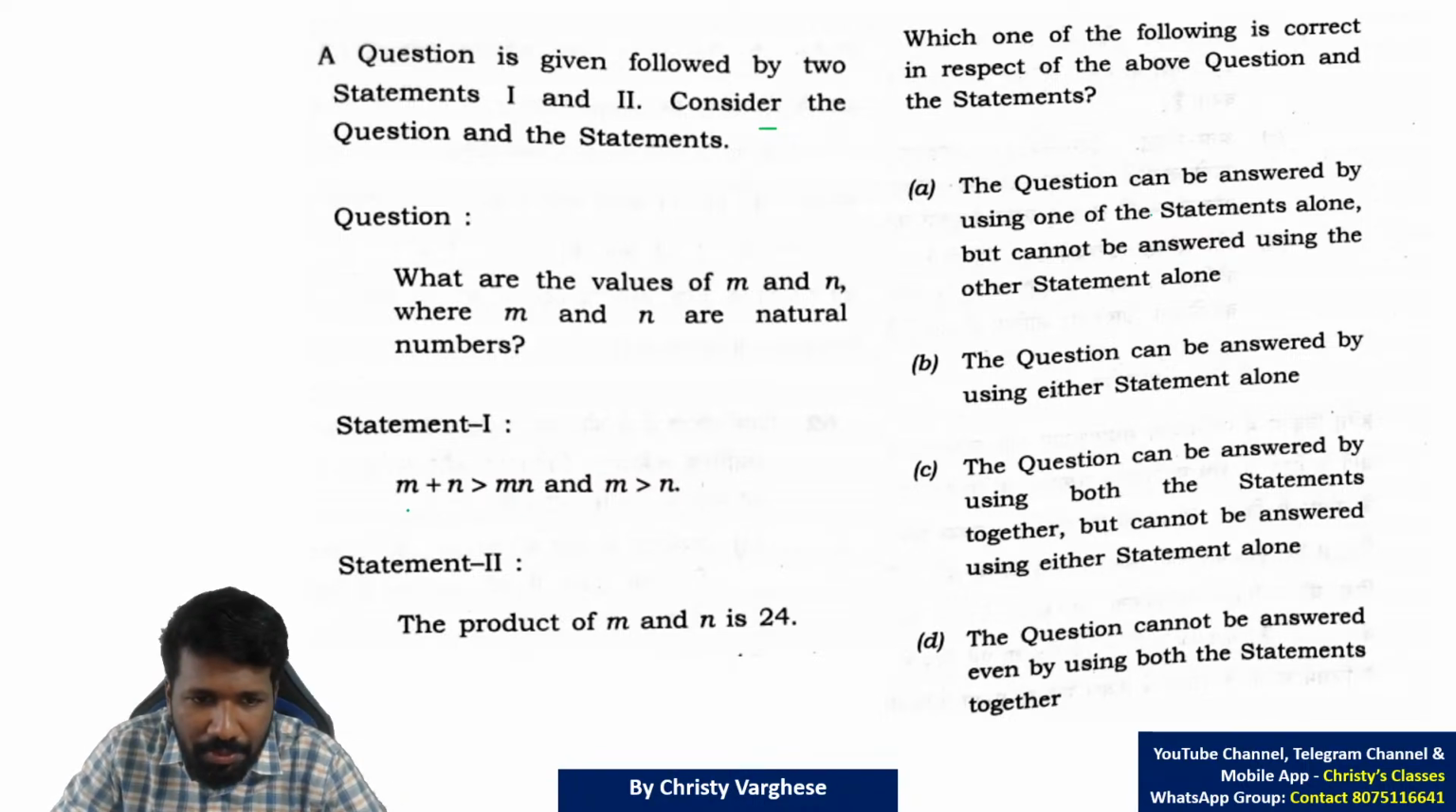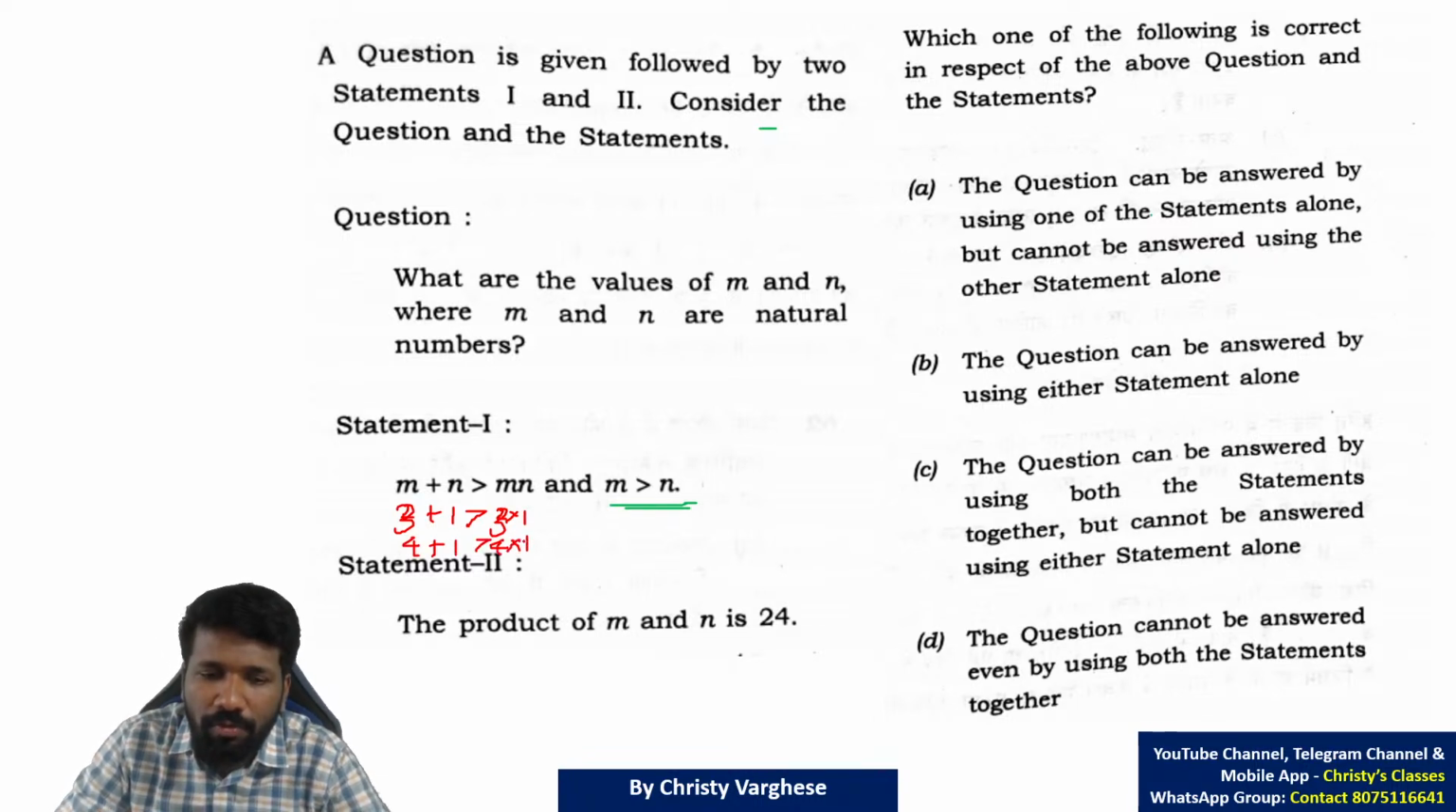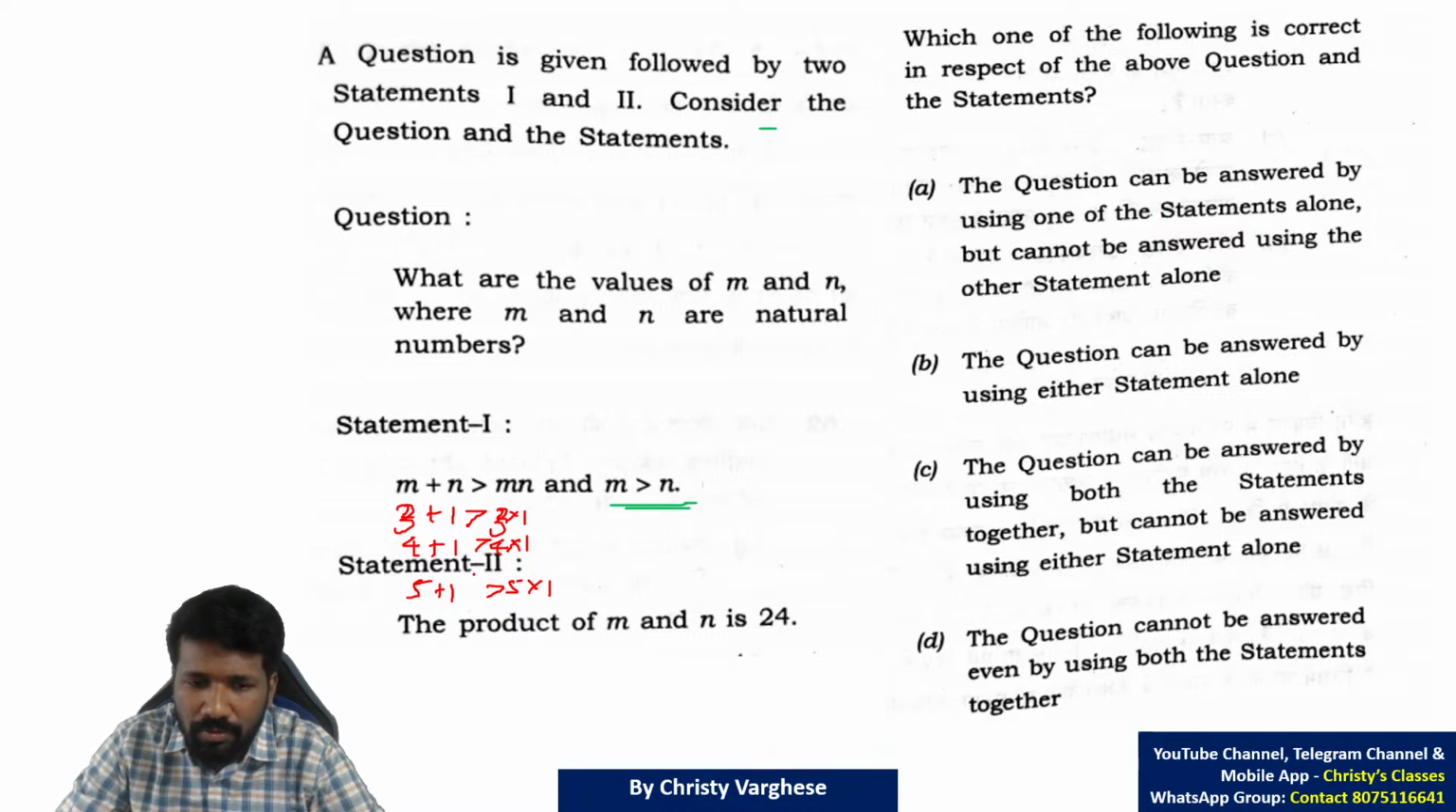Let us check. Statement 1 says m plus n is greater than m into n, and m is greater than n. We will take a few examples and see. 2 plus 1 is greater than 2 into 1? Is it correct? No, 2 plus 1 is not greater. 3 plus 1, 4 is greater than 3 into 1, which is 3. So that is satisfying. 4 plus 1, 5 is greater than 4 into 1, which is 4. 5 plus 1 also satisfies, 5 into 1 is 5. So here m greater than n is satisfied.